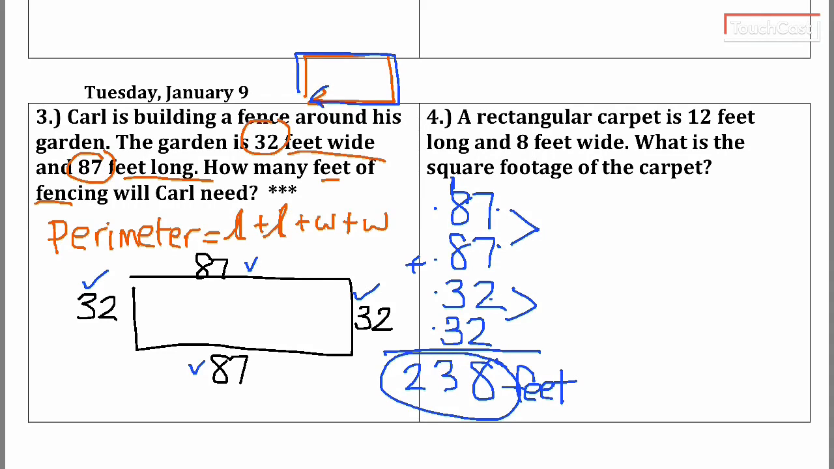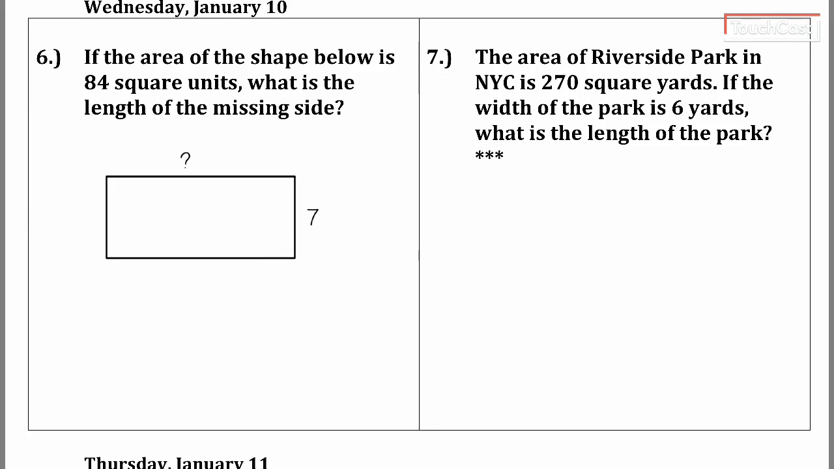For my friends taking a look at the next problem, remember square footage. Think about what that means, whether it means area or perimeter. Square foot. All right, next problem.